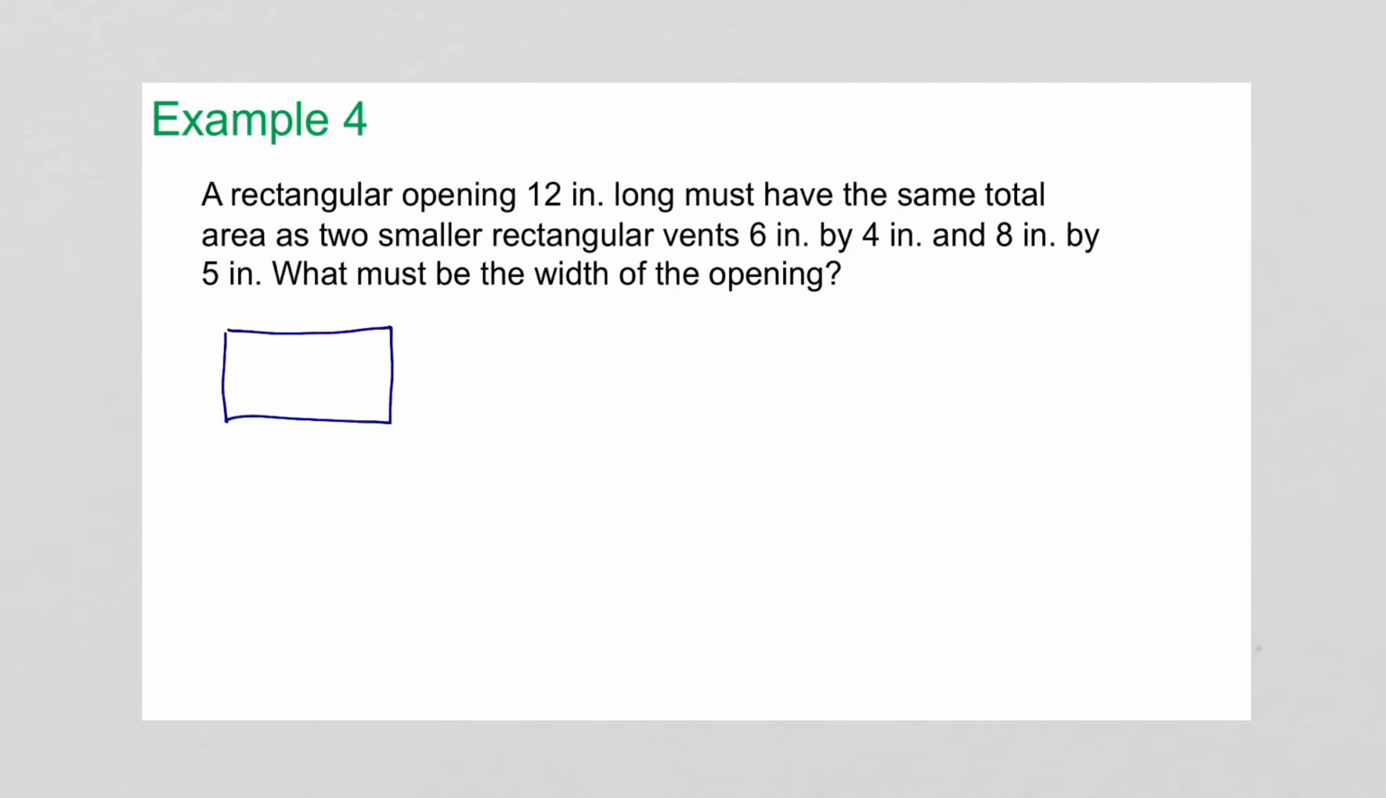So here's the larger opening, and it's 12 inches long. We don't know its width, so let's call it W. That would make sense. It's W inches. And then we've got a 6 by 4 vent, and an 8 by 5 vent. Not drawn to scale, but I tried to get it close.